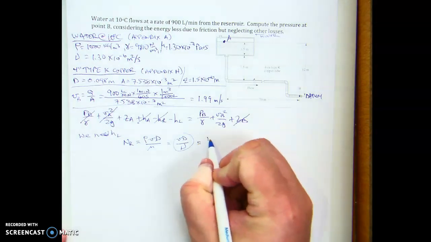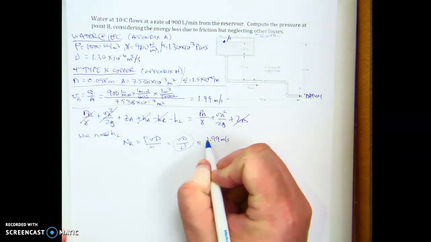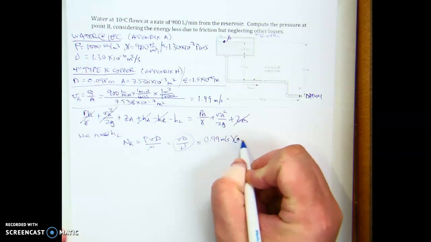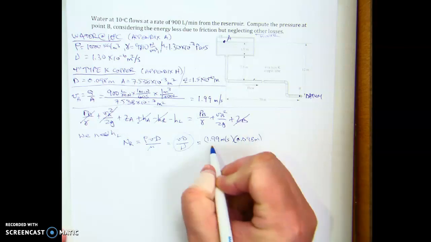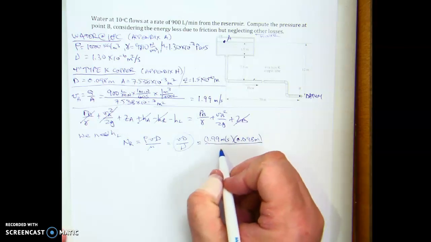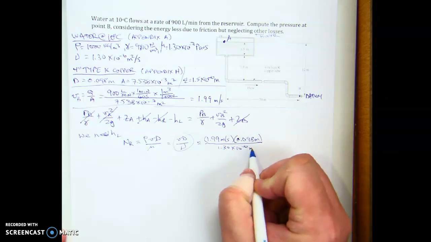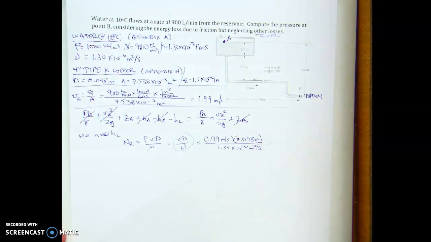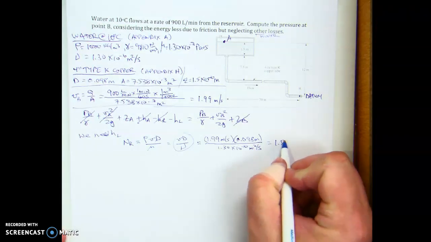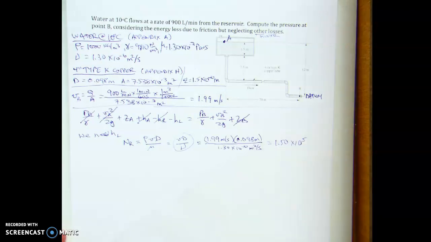So we'll go ahead and we'll say 1.99 meters per second. Our diameter was 0.098 meters. Nu, our kinematic viscosity, 1.30 times 10 to the minus 6 meters squared per second. And that gives a Reynolds number of 1.5 times 10 to the 5. Now I've got 1.50, but I think we know now with our Moody diagram whether we use 1.51 or 1.52 or 1.49, we're not going to be able to tell the difference on our Moody diagram, so 1.5 is good.